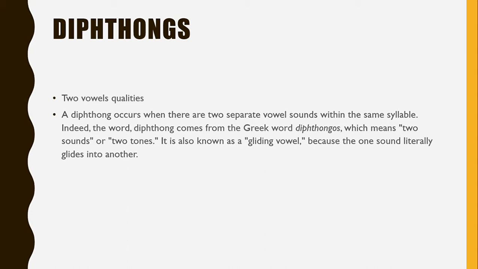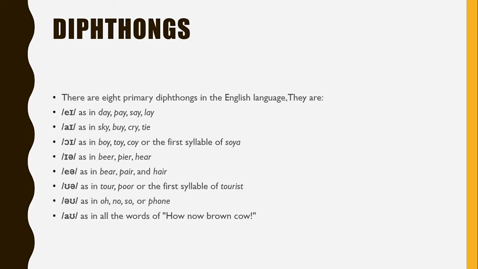In today's video I'm going to discuss diphthongs. If you have missed the lectures about monophthongs, you can check out my channel and find the video over there. Diphthongs are phonemes which have two vowel qualities. Two vowel qualities mean that it has two separate vowels in it, in which your tongue glides from one sound to another. There are 8 primary diphthongs in the English language.